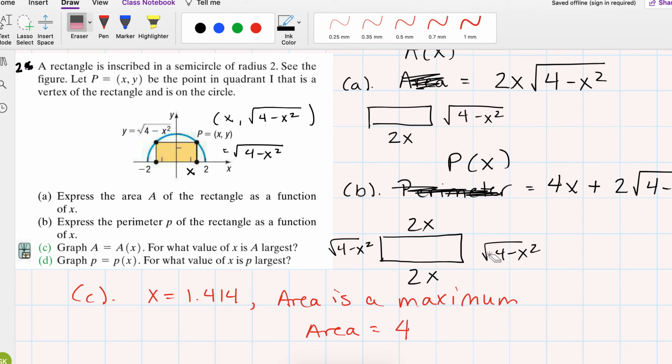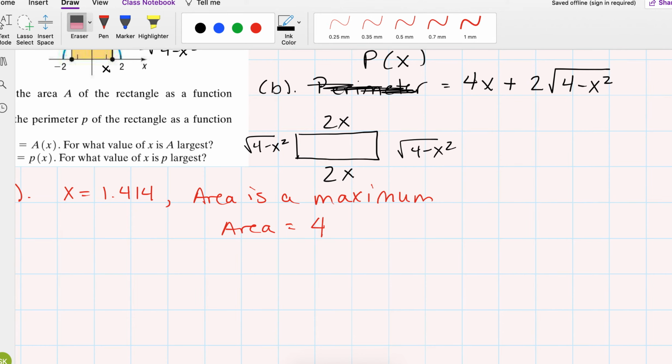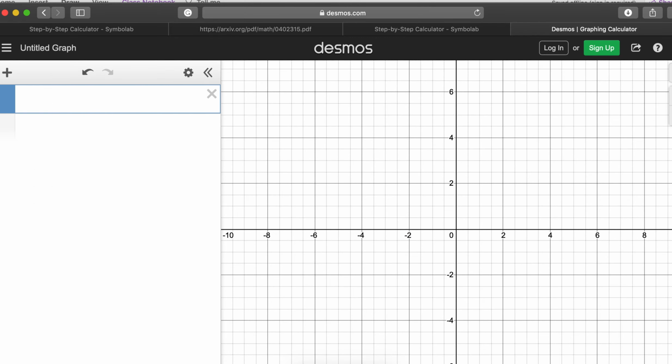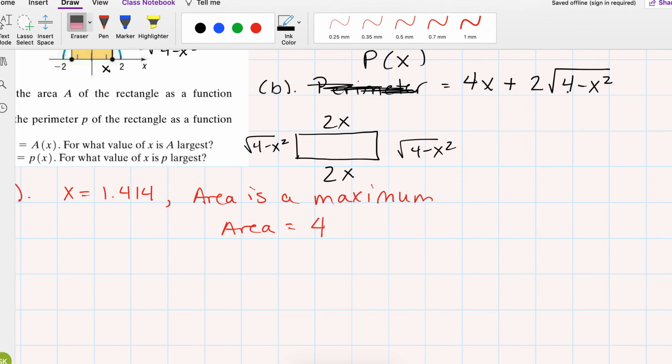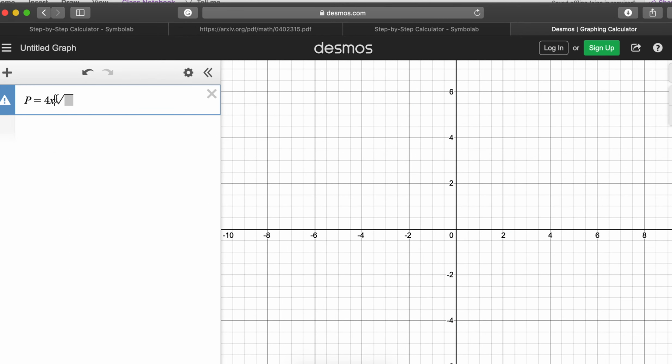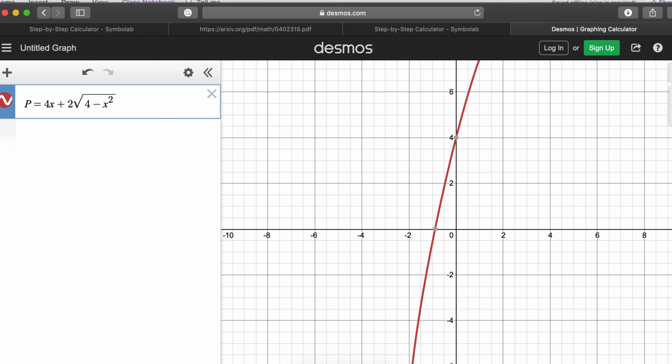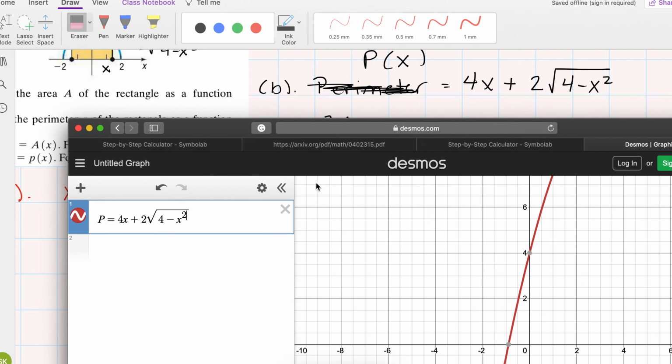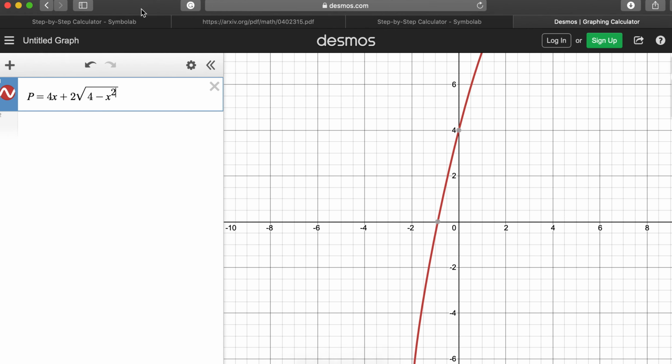Now let's graph the perimeter function. So I'm going to erase this graph that I have, and we're going to put in 4x. Say p is equal to 4x plus 2 square root 4 minus x squared. So make sure that square root goes over this whole piece, square root 4 minus x squared, and just double check. It's really important that you put the right equation in.